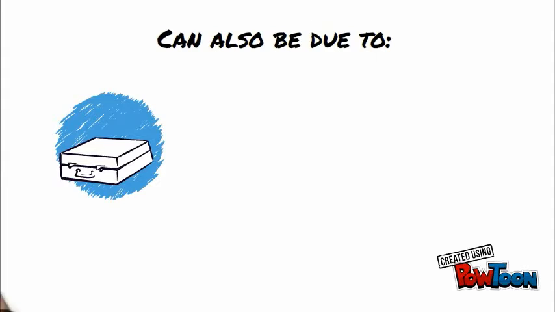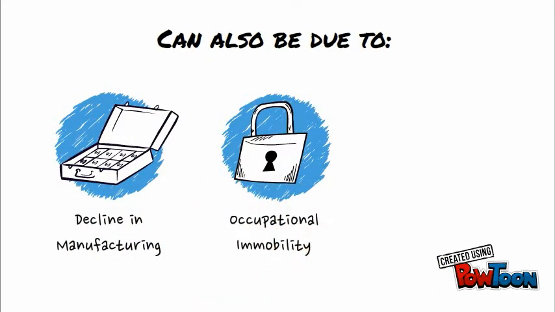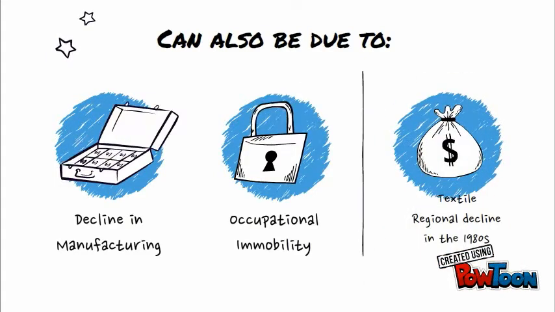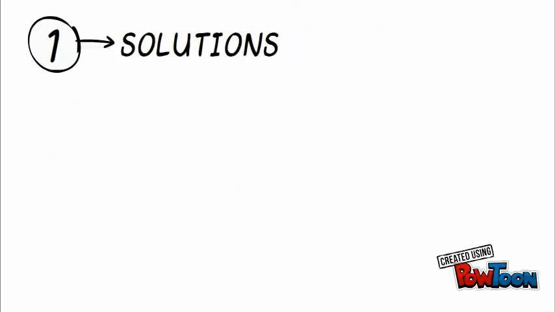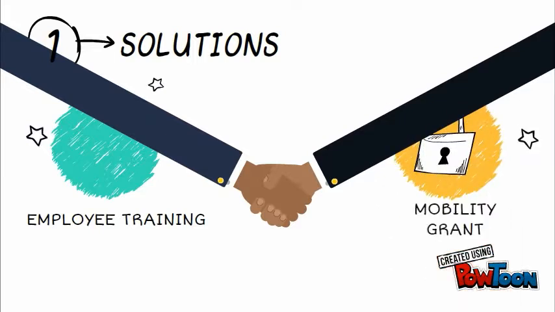It can also be due to the decline in manufacturing, occupational immobility, geographical immobility, disincentives, for example the poverty trap, and long-term regional decline. It includes technological changes, a shift in product demand, and decline in regional industries such as the textile industry in the eastern townships of Quebec and the petroleum industry of the West in the mid-1980s. Structural unemployment can be reduced by provision of training and retraining of employees, as well as an increase in mobility grants to workers and in industries.